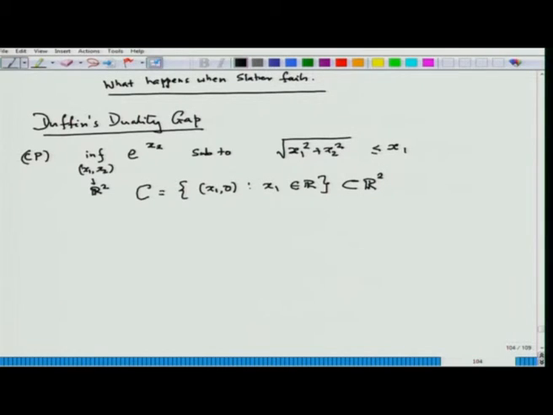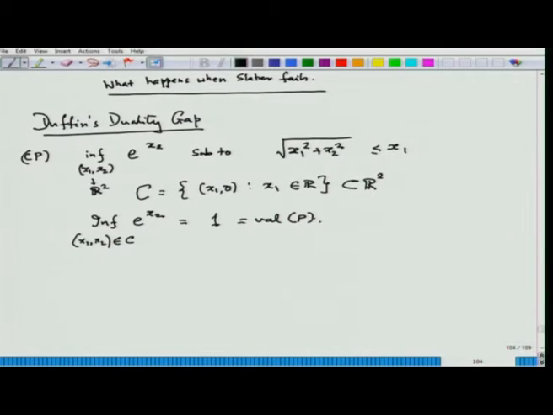The strict inequalities are never strict. At all points this inequality is active. Now, x2 is 0. So, the infimum of f over C is nothing but e to the power x2, with x2 equal to 0, which is 1, and that is the value of P.